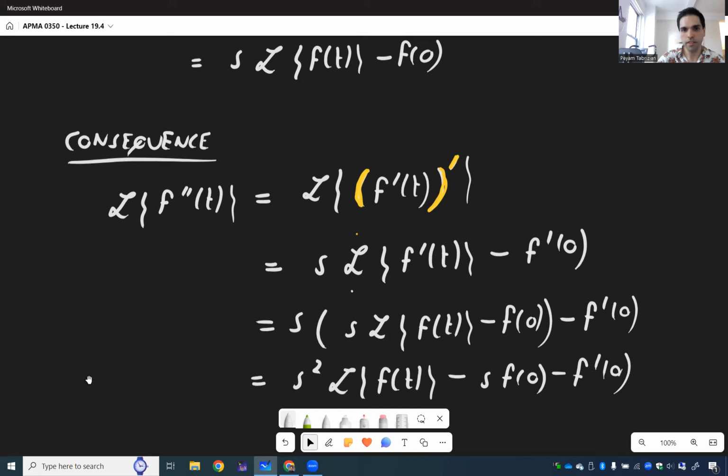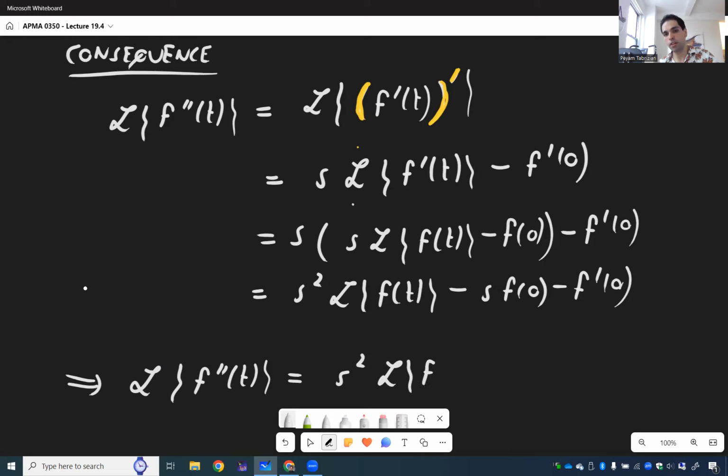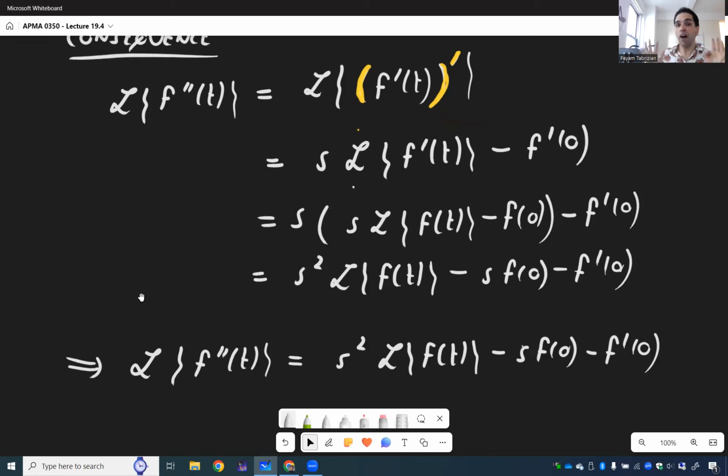And then we get s squared L of f of t minus s f of 0 minus f prime of 0. So as a consequence, the Laplace transform of the second derivative also turns into an algebra equation, in this case into something quadratic. And no, you don't need to memorize those formulas. They will be given to you, although I may ask you to rederive it in the same way as I did here. And in the next lecture, we will see how to use those miracles to solve ODEs.